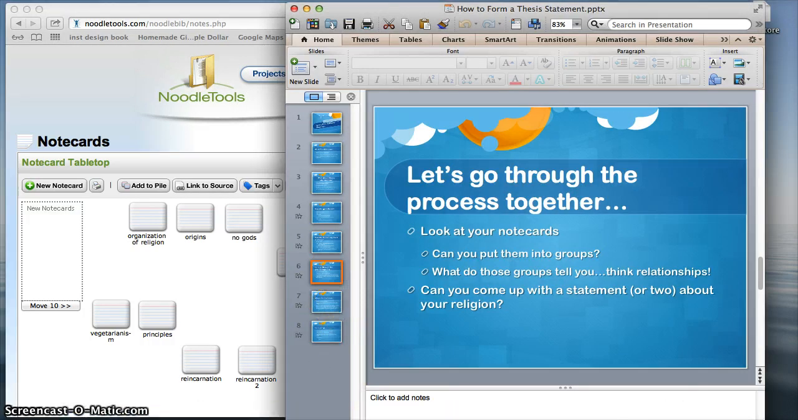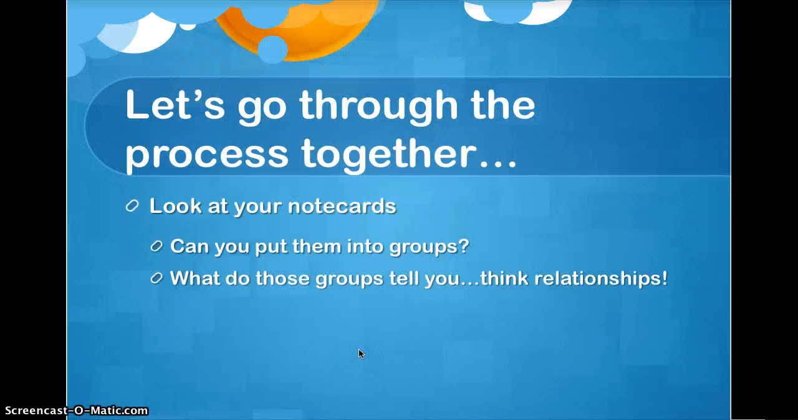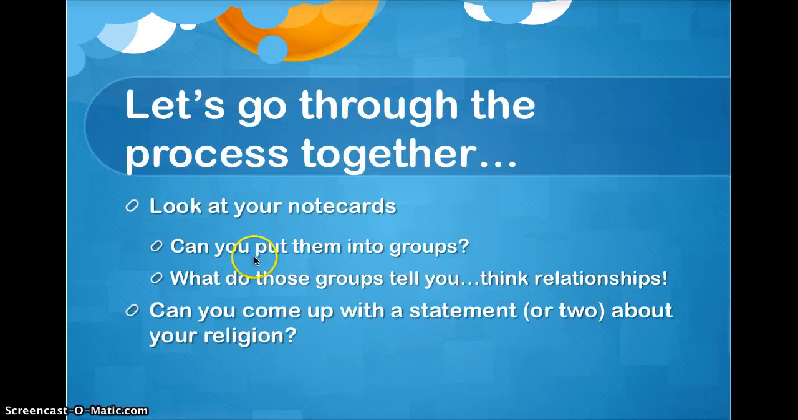So we've thought about Jainism a little bit. So let's say our first example is, we looked at our note cards. Can I put them into groups? I did that. They're grouped by their topics. What do those groups tell me about the relationships? And can I come up with a statement or two about the religion? So I've come up with some examples on the next slide.